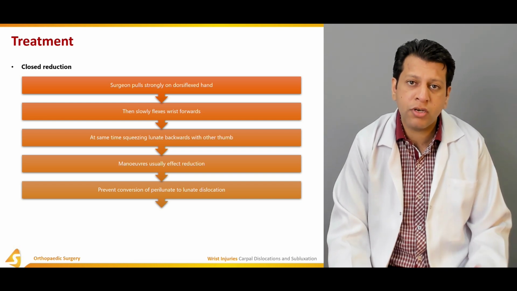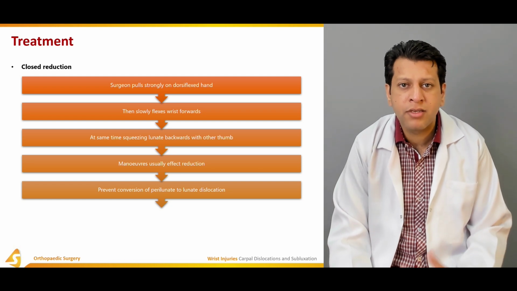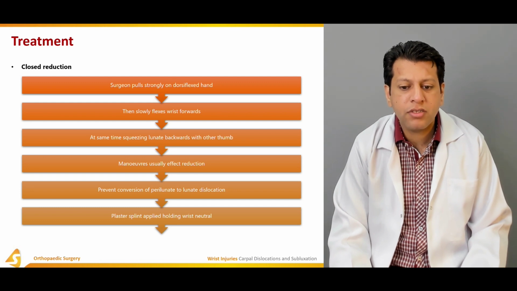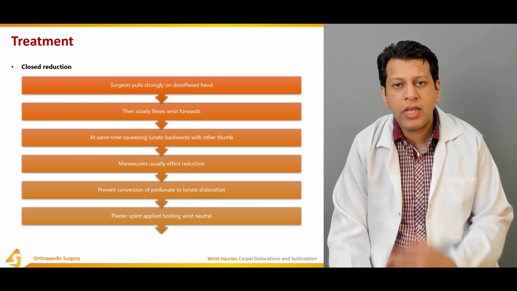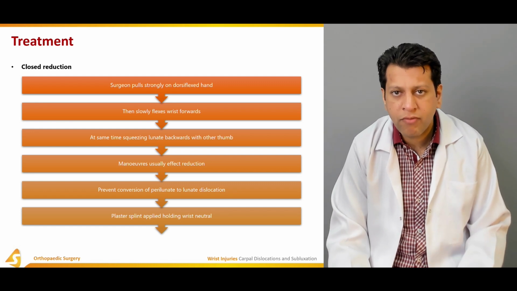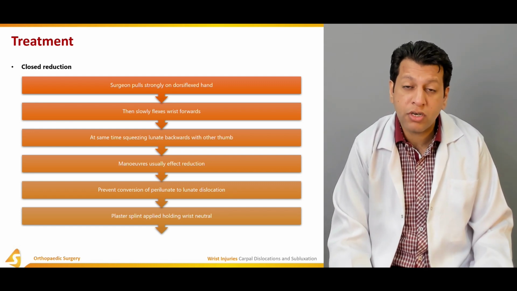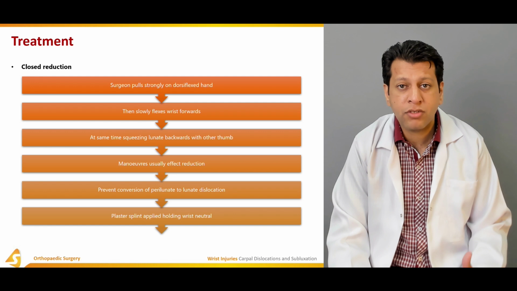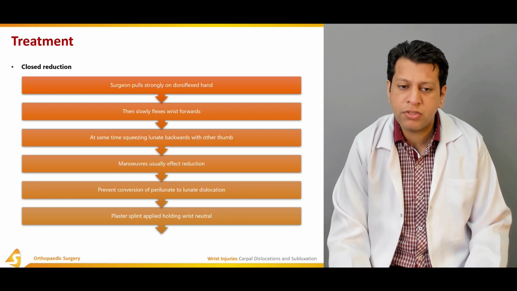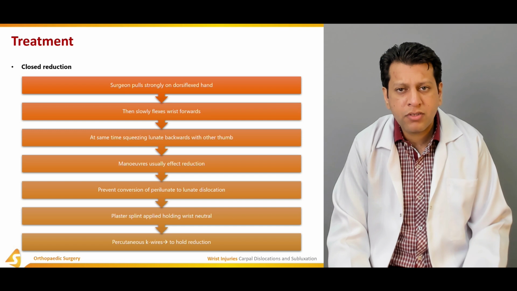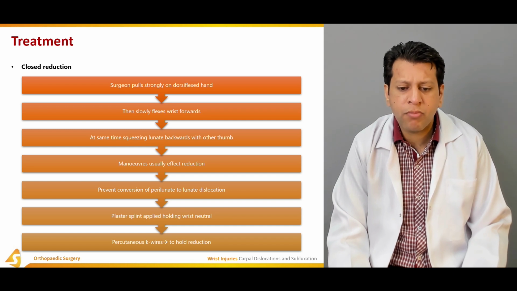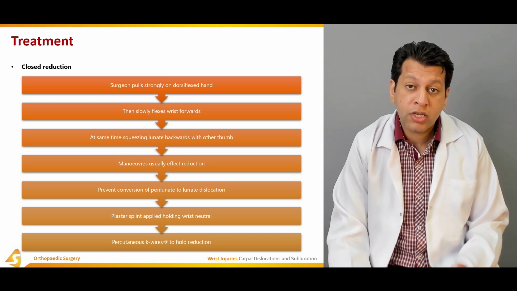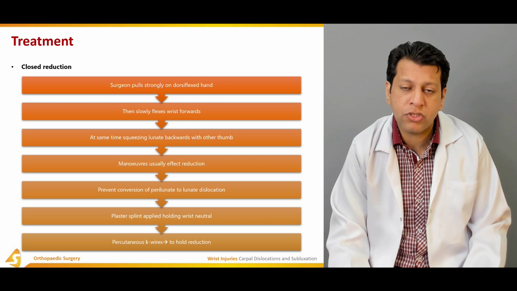At least you ensure now that the other bones have actually reduced back, and only one bone is left which needs reduction. A plaster slab is applied holding the wrist in the neutral position. If we are able to reduce it closed, then we can apply the plaster slab. But if it is not reduced by closed maneuvers, then open reduction and internal fixation along with reduction of the perilunate dislocation is required. When we are fixing these bones, percutaneous K-wires can be used to hold the reduction in place. And if it is associated with a scaphoid fracture, we would probably require a percutaneous screw fixation as well.